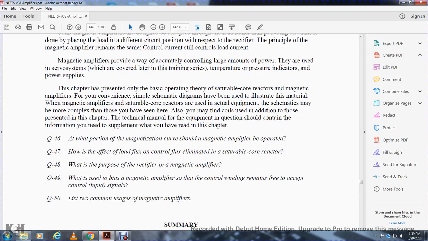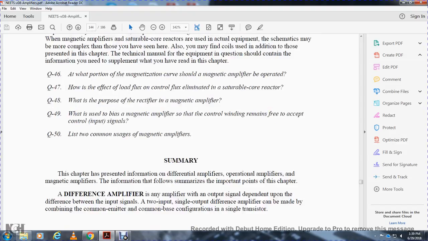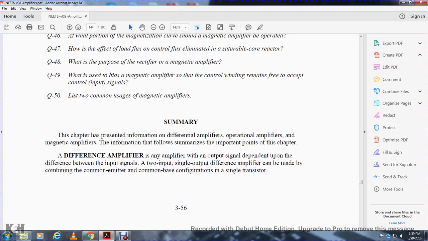This chapter presented only the basic operating theory of the saturable core reactor and magnetic amplifier. For convenience, simple schematic diagrams have been used to illustrate the material. In the magnetic amplifiers and saturable core reactors actually used, the equipment schematics may be more complex than those seen here. As you find them, the technical manual for the equipment should contain the information you need to supplement what you have read in this chapter. Chapter 3 summary.